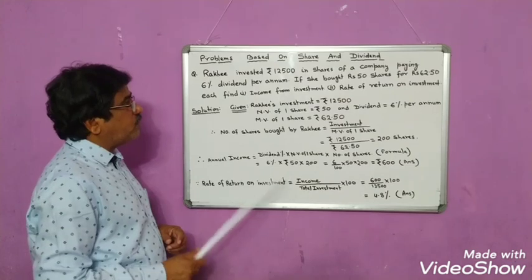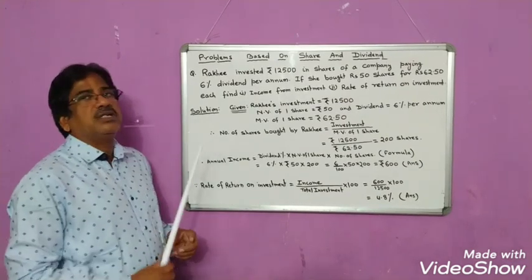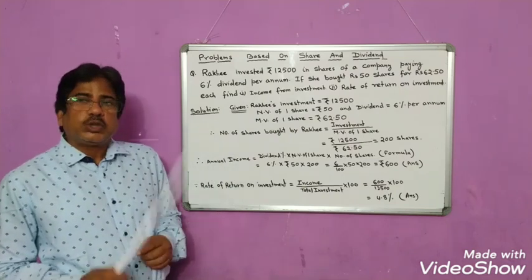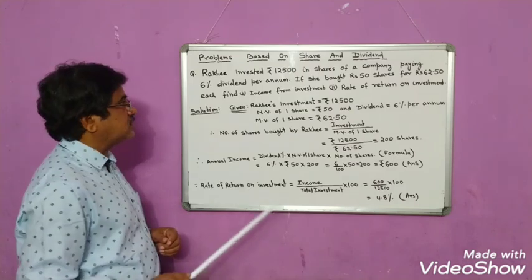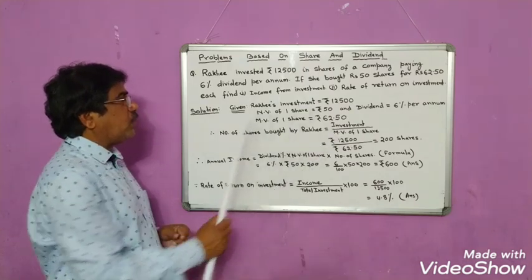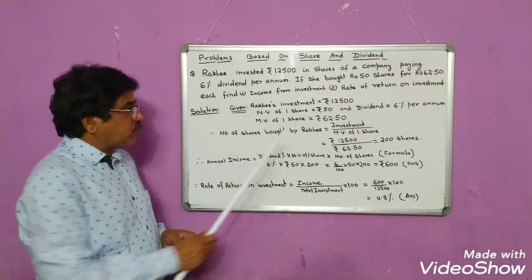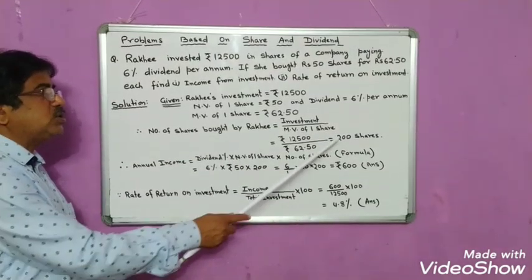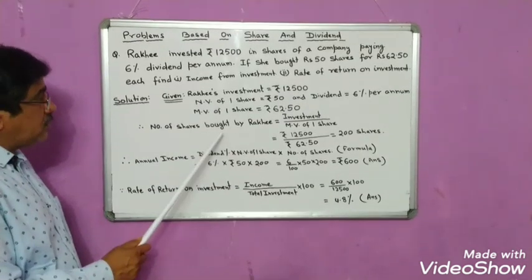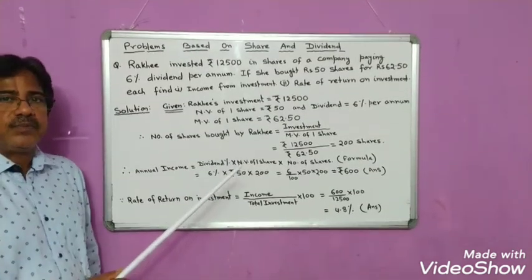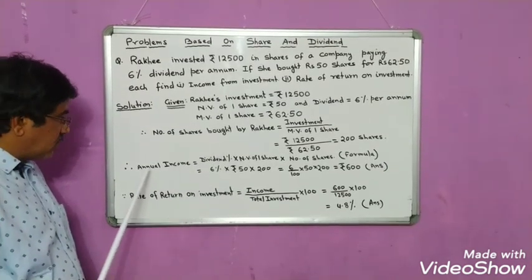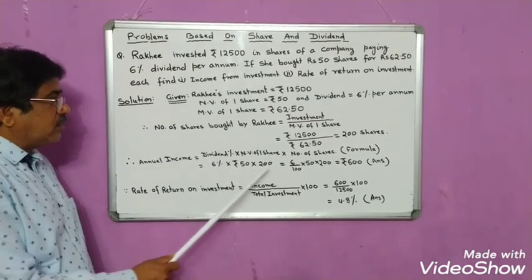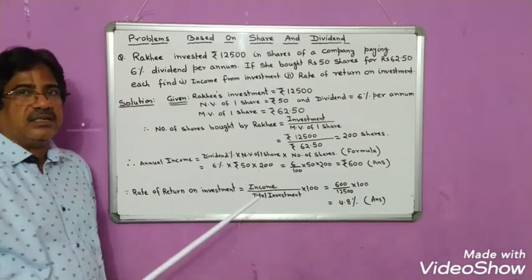So here, first of all, we have to find out the number of shares, because the number of shares is not known to us. Since Rakhi has invested her money in the market, we will use the formula for finding the number of shares as investment by market value of one share. By putting the value, we will come to know that the number of shares purchased by Rakhi is 200 shares. After getting that, we can put the value in the formula of annual income, and we get the total income of Rakhi as rupees 600.